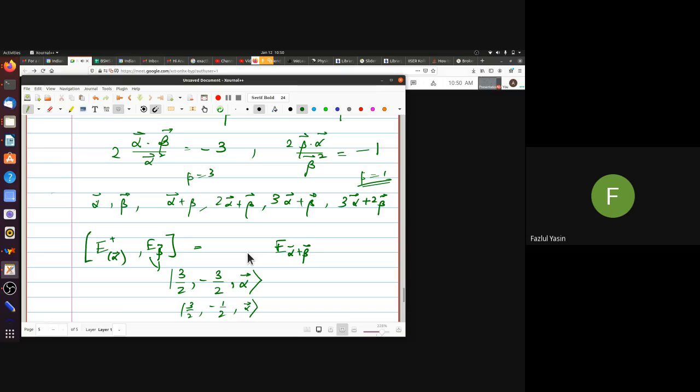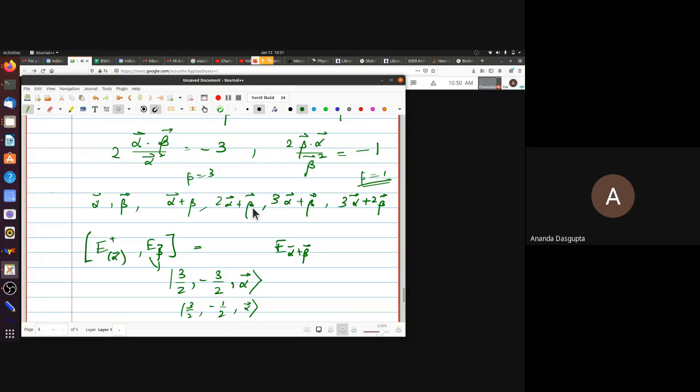Root 3 by 2. How do you figure that out? I mean, the usual formula for the root over t into t plus 1.